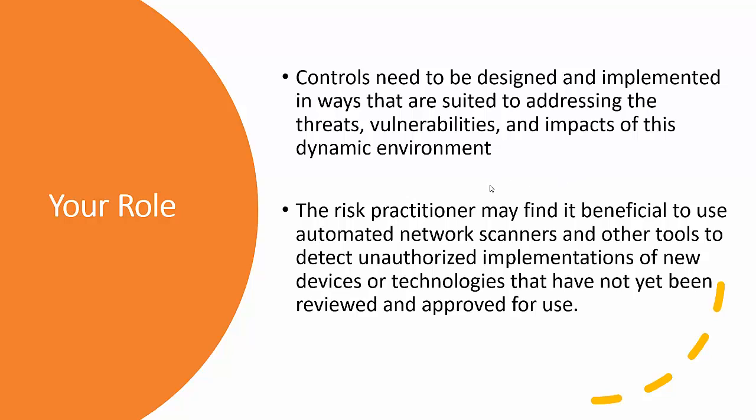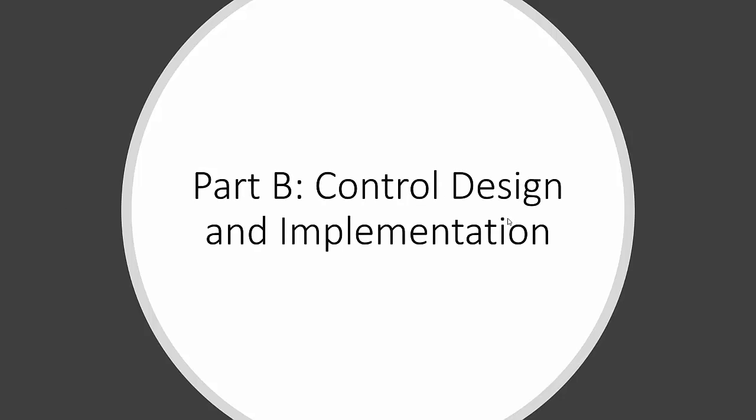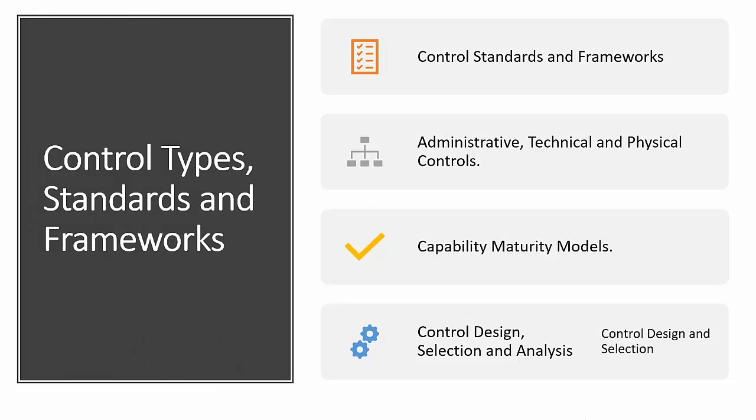Let's move to part B. Part B is called control design and implementation. So now it's time to implement the controls, because controls are the best way to manage the risk. Controls are basically the best way to mitigate the risk.